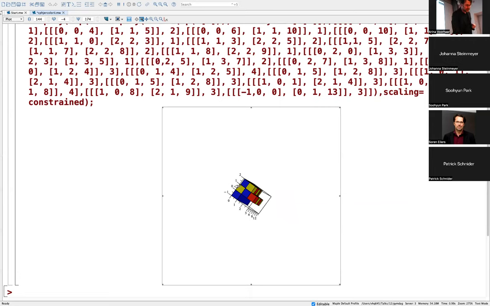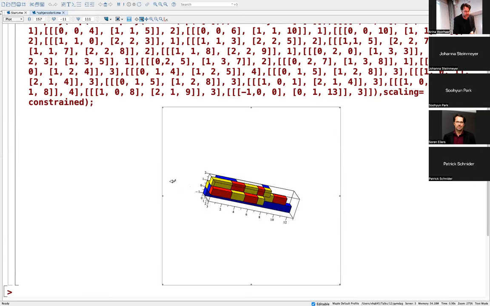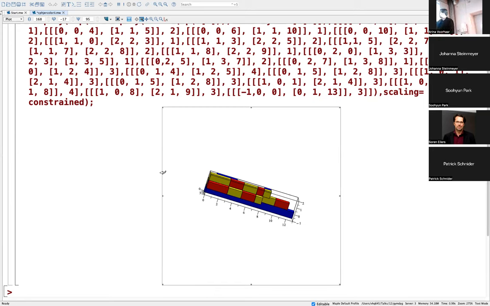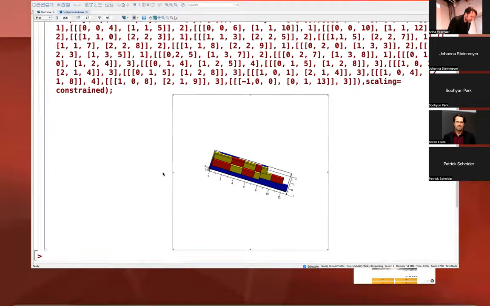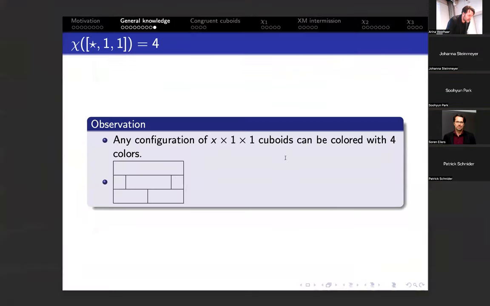But now these lines don't meet each other. So essentially it's a one-dimensional coloring problem, and of course 2 colors would be enough because you just alternate those. The reason why 4 is enough is that whenever you have one of these long sticks, you just use 2 colors alternately. So you can use 1 and 2 and 1 and 2 on the odd ones, and 3 and 4 on the even ones. So this is why 4 colors suffice. This is the status of that.